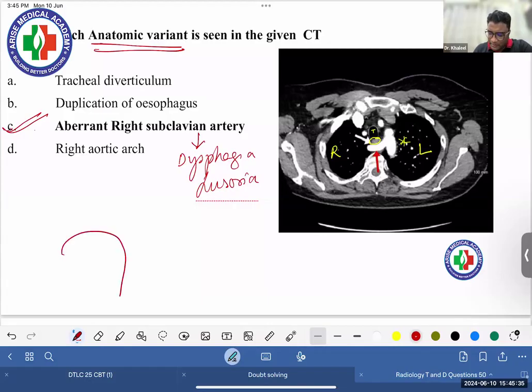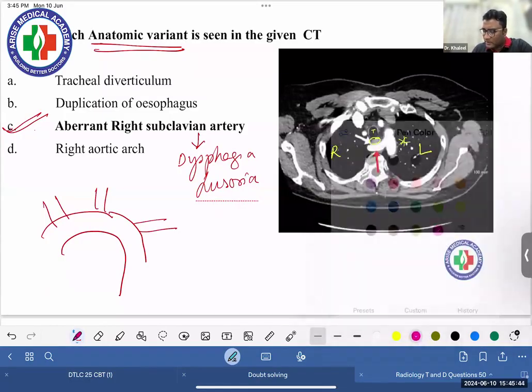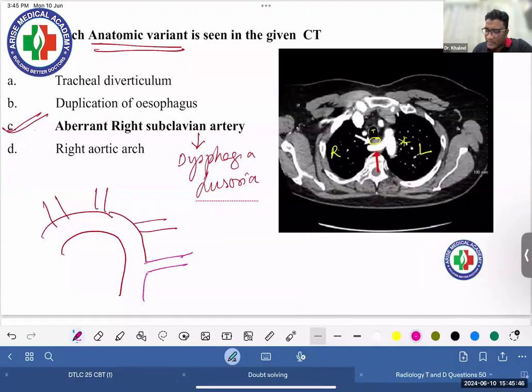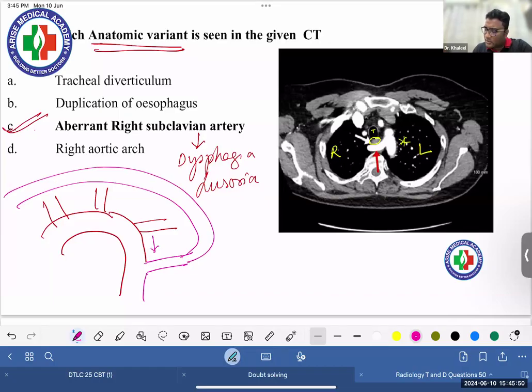I hope you remember we discussed this in angiography. You have your right common carotid, left common carotid, left subclavian, and then you also have a right subclavian. So the right subclavian artery is originating below the origin of the left subclavian, going behind the esophagus and compressing it posteriorly. So this is the esophagus. You are given a section here showing the blood vessel going posterior to it. This is an aberrant right subclavian artery. This is dysphagia lusoria.